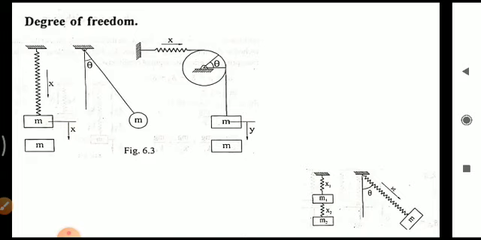In the fourth, fifth and sixth figures, for the mass m2 we require the movement of the springs x1 and x2 for defining the position, and for the fifth figure again the position of the mass is defined by the angle theta and the spring. So it will have 2 degrees of freedom. Normally a rigid body in space has 6 degrees of freedom: the coordinates x, y, z, and the rotation about all these three coordinates.